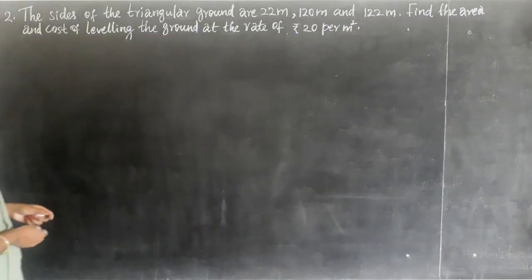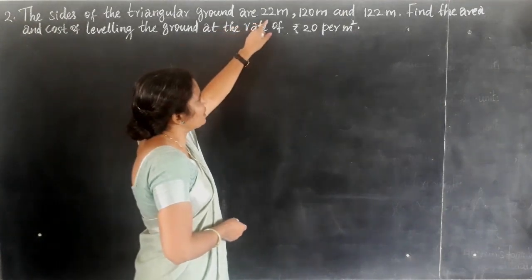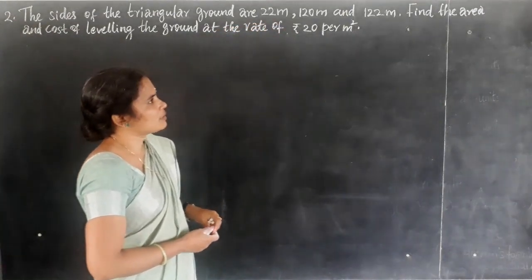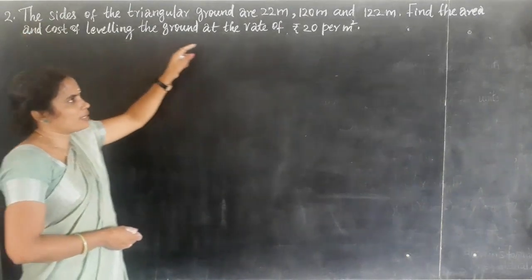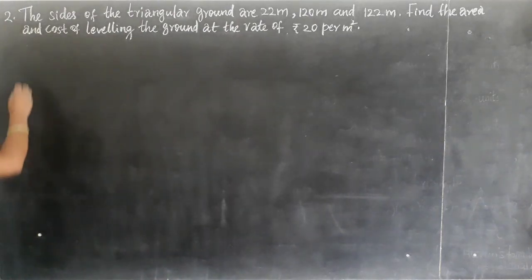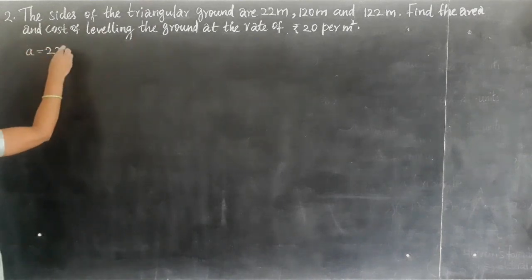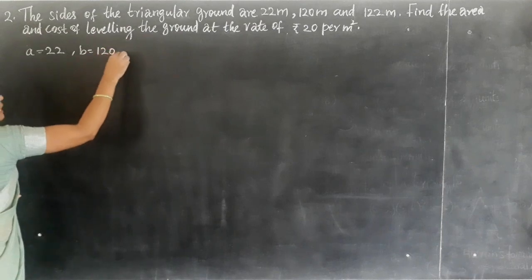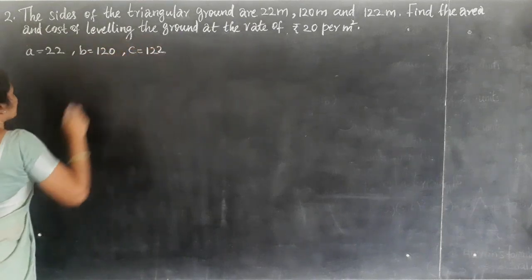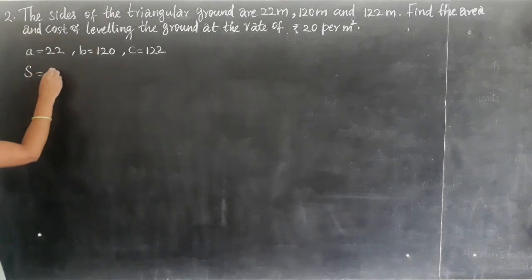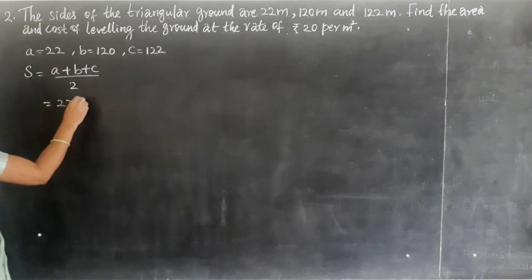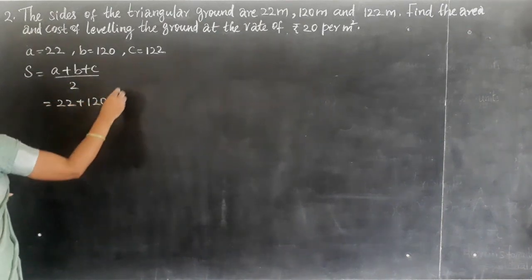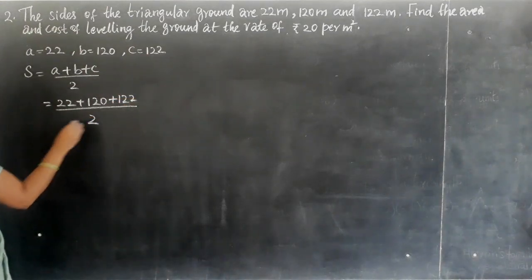Question number 2. The sides of a triangular ground are 22 meter, 120 meter and 122 meter. Find the area and the cost of leveling the ground at the rate of rupees 20 per meter square. Take the sides as A equal to 22, B equal to 120 and C equal to 122 meter. To find the value of S, add A plus B plus C divided by 2.